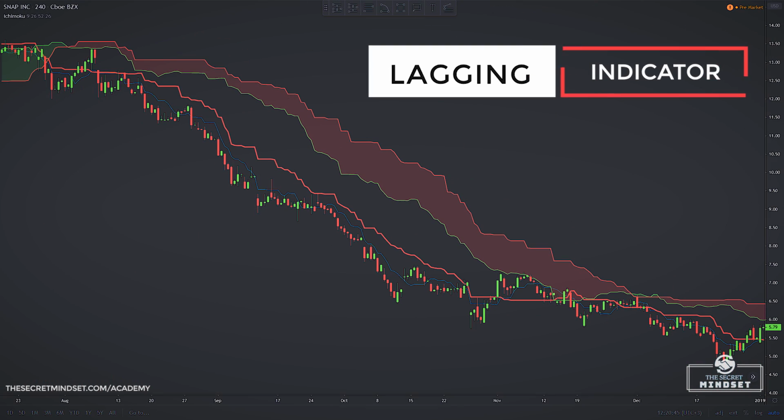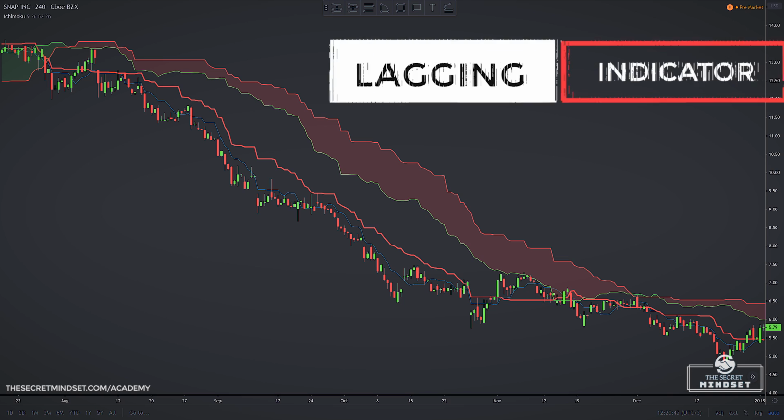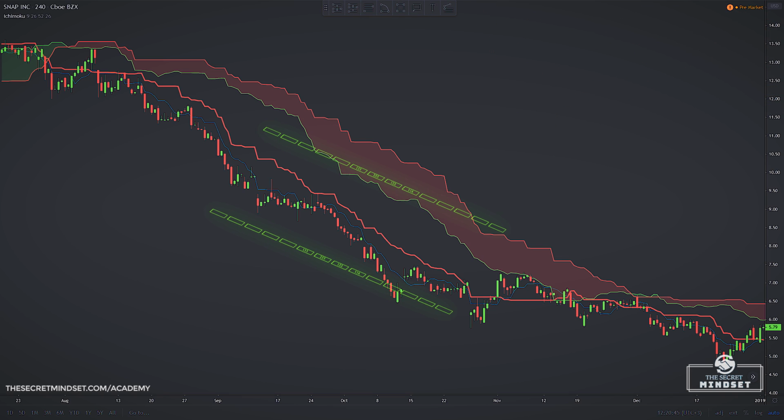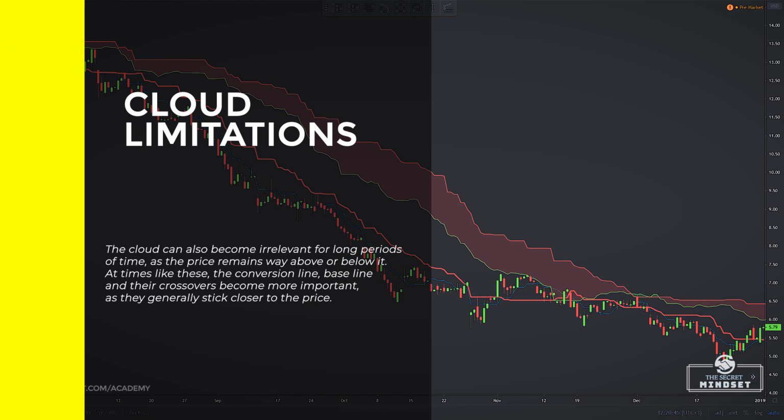Another limitation of the Ichimoku Cloud is that it's based on historical data. While 2 of these data points are plotted into the future, there is nothing in the formula that is predictive. Averages are simply being plotted in the future. The cloud can also become irrelevant for long periods of time, as the price remains way above or below it. At times like this, the conversion line and baseline and their crossovers become more important, as they generally stick closer to the price.